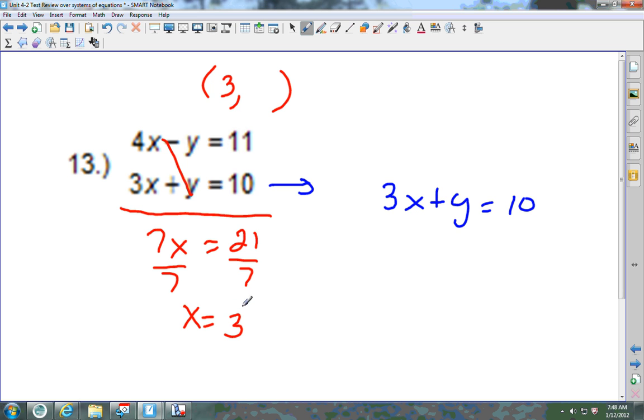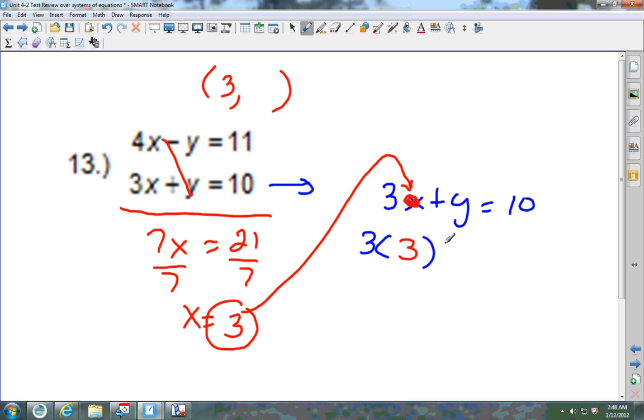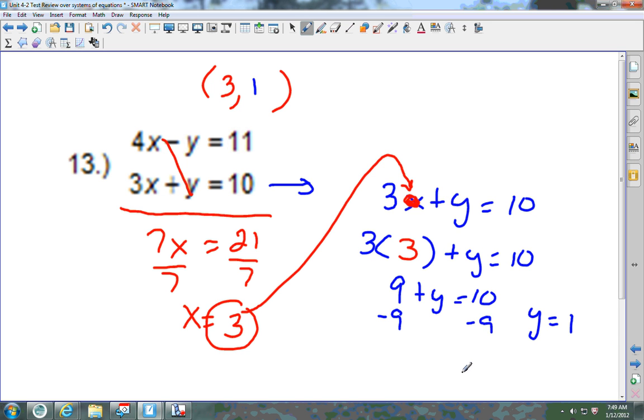I know that x is 3, so I'm going to substitute this in here. Be very careful. This says 3 times x, so you need to take 3 times 3. The x comes out. We are replacing it. Do not put another x here. Plus y equals 10. 3 times 3 is 9, plus y equals 10. Subtract 9 from each side. Y equals 1. My solution is 3, 1.